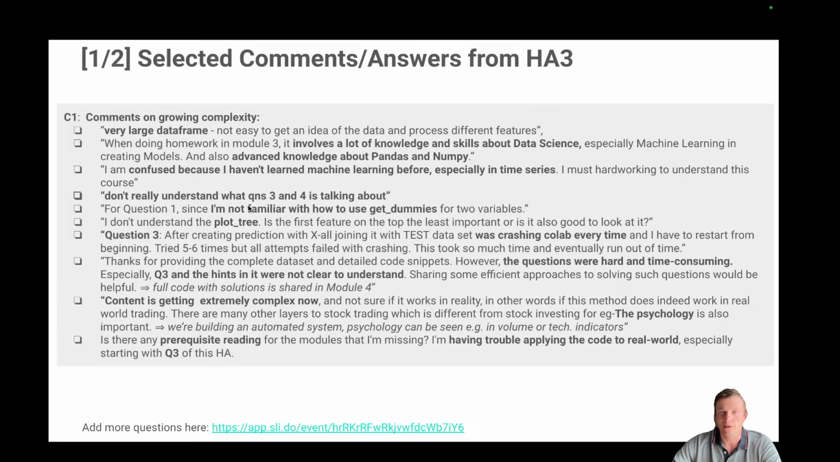Don't really understand question 3 and question 4. Hopefully we've covered this already. Not familiar how to use get_dummies. This is just a Pandas question. Don't understand plot_tree. We will cover this again. Plot tree and extract tree nodes are two different ways of visualization for decision tree classifiers.